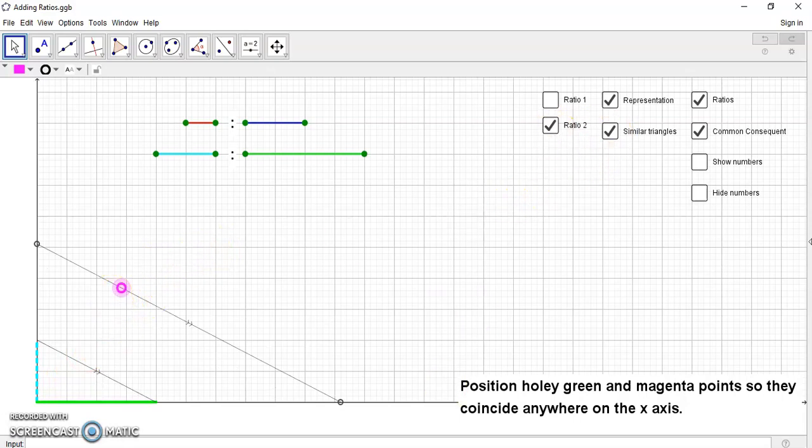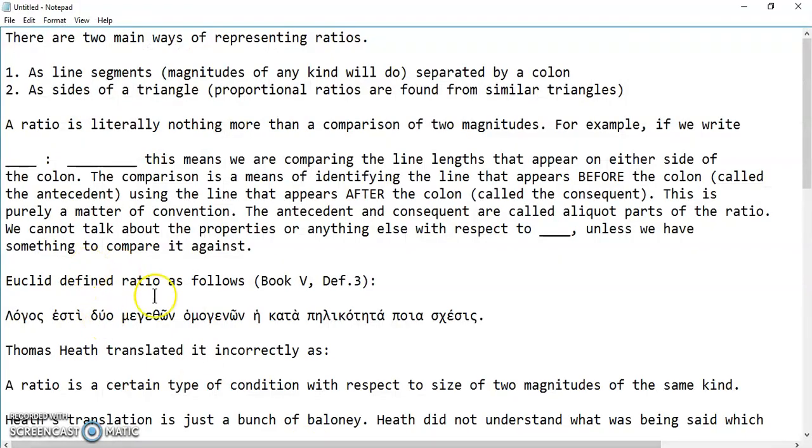So now, let's get back to a little bit more of the theory. A ratio is literally nothing more than a comparison of two magnitudes. So if we write something like this line compared to this line, this means we are comparing the line lengths that appear on either side of the colon. The comparison, as I said, is just a means of identifying the line that appears before the colon, which is called the antecedent, and the line appearing after, the consequent. And both the antecedent and consequent are called aliquot parts of the ratio.